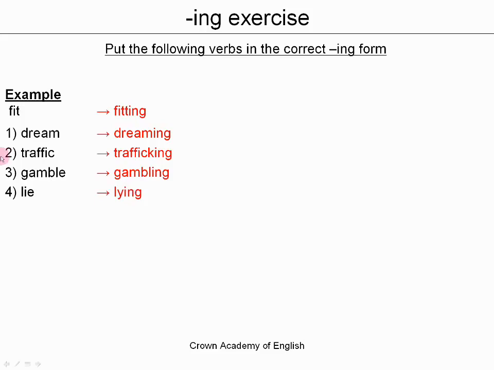Lie becomes lying. The verb ends in the letters I and E, so we change the IE to Y, and then we add ing. Question 5.